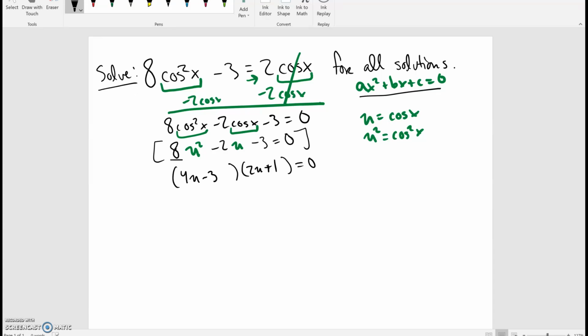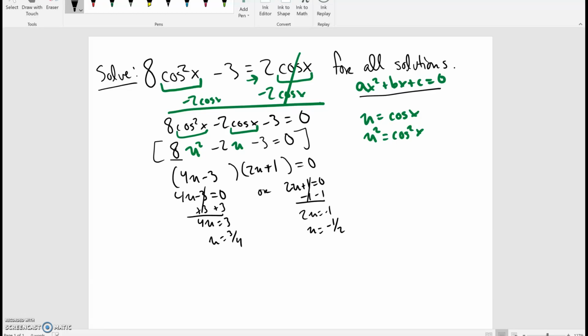All right, so now the thing that we want to do, since it's set equal to 0, is set both of them equal to 0. So 4u minus 3 equals 0, and the other one, 2u plus 1 equals 0. I'm going to solve both of them individually. I'm going to add 3 to both sides, so this is just a linear equation. So u equals 3/4. And here I'm going to subtract the 1 from both sides. 2u equals negative 1, so u equals negative 1/2.